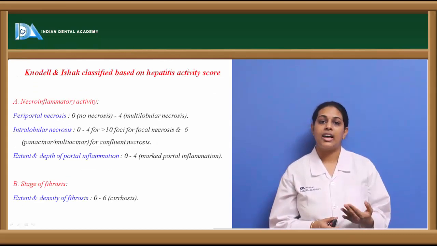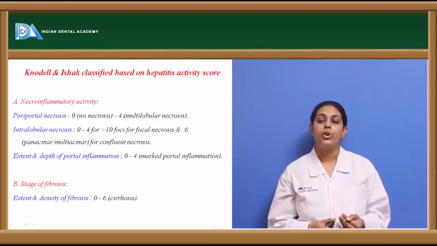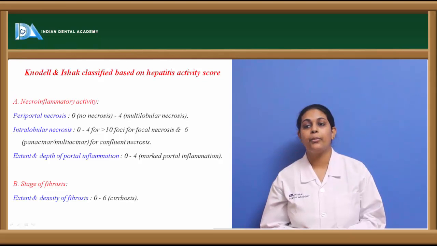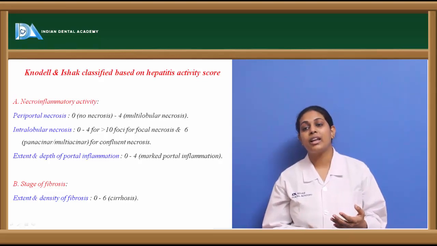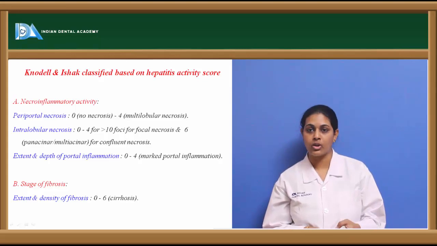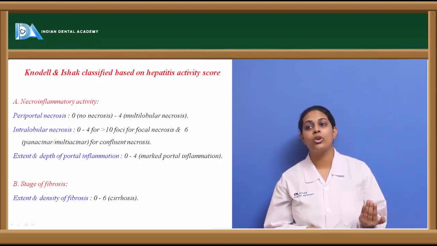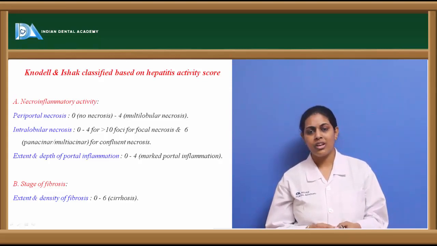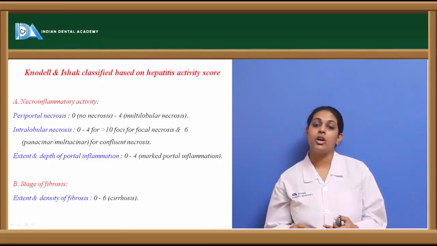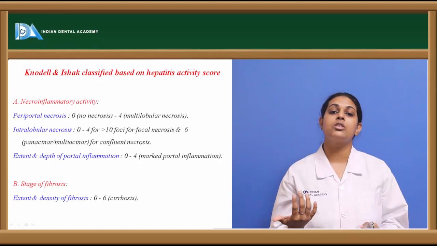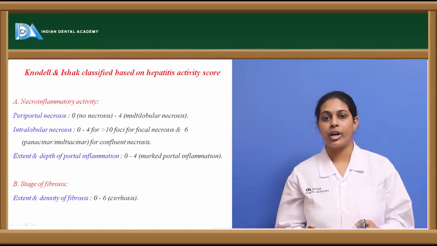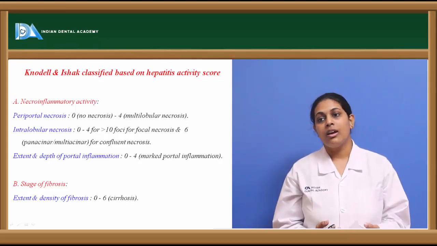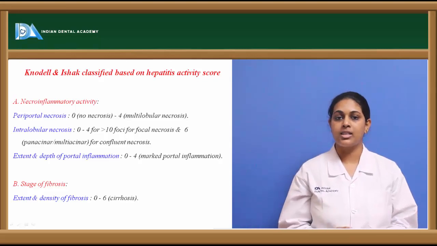Coming to another classification, based on the hepatitis score given by Knodell and Ishak, we find it is based on necroinflammatory activity, where the periportal necrosis is scored from 0 to 4, ranging from no necrosis to multilobular necrosis. Intralobular necrosis ranges from no necrosis to multilobular necrosis with more than 10 foci of focal necrosis. And it can be given a score of 6 if there is confluent necrosis, that is, it could be para-acinar or otherwise multi-acinar necrosis.